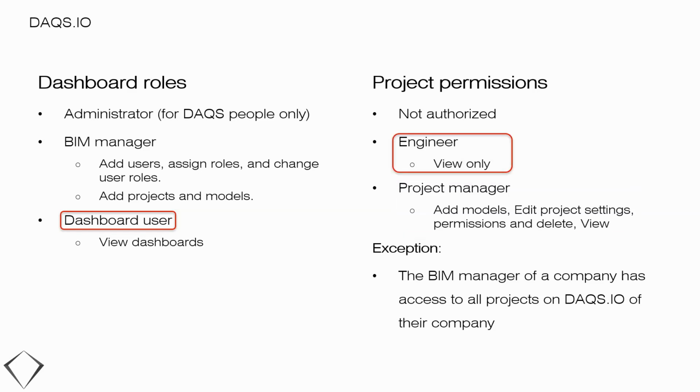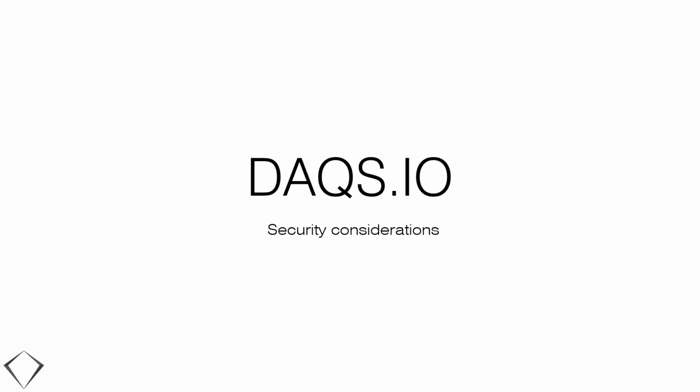It is important to understand that a person with the BIM manager role on DAQS.io cannot add a sensitive BIM 360 project to DAQS.io if this person does not have access right to the BIM 360 project. When you add a project from BIM 360 to DAQS.io, you copy the name of a project and the project GUID. No files are copied. The GUID is needed for assigning the scan results to the proper project.